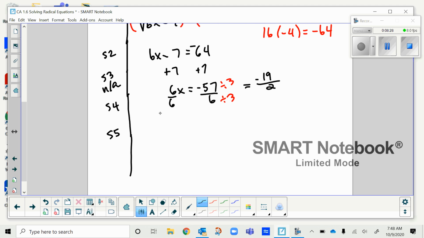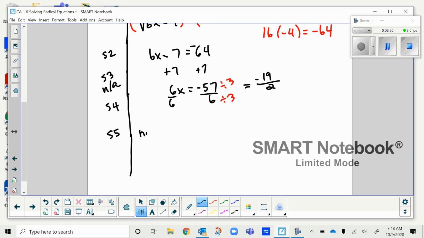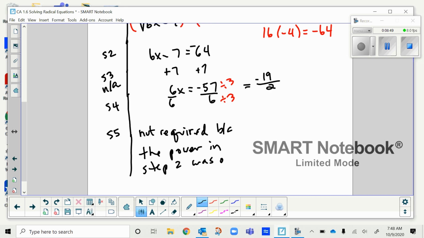So step 5 on this one is not required because the power in step 2 was odd. Only going to require you to do it for even powers. So we can go ahead and stop here. Okay, pretty sure x equals -19. All right.